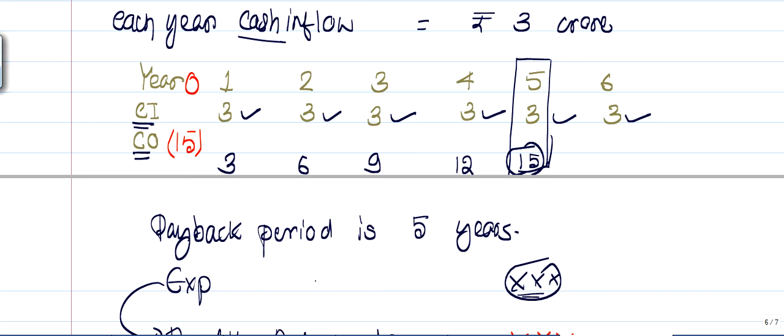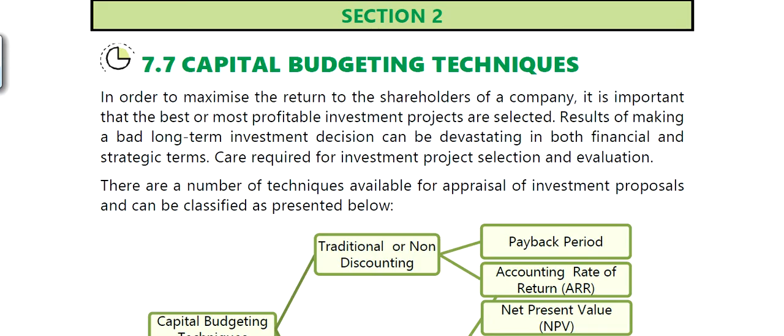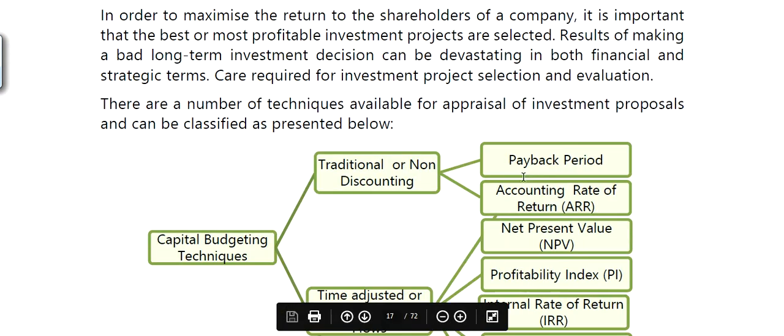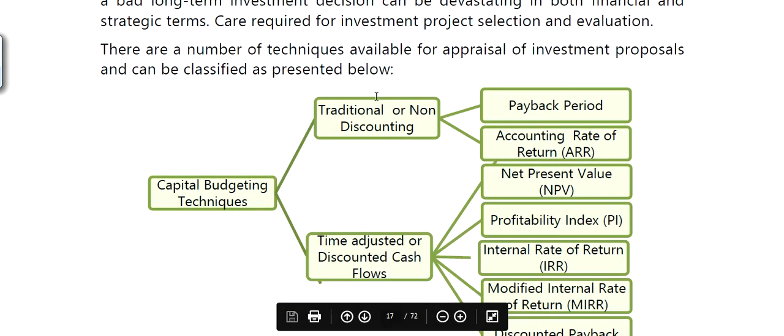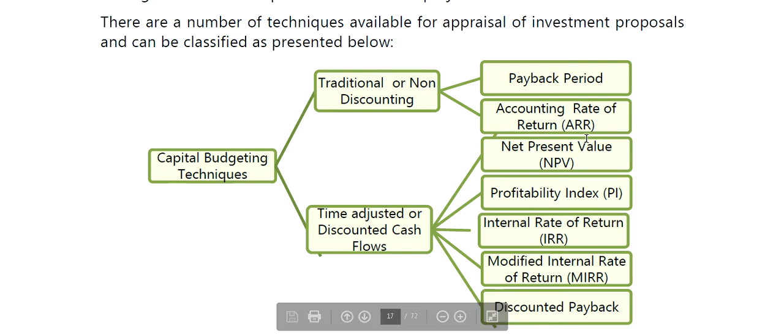So that is a payback period. Capital budgeting techniques: we have two types, traditional and discounting. Traditional is also called non-discounting. Under non-discounting, we have payback period and ARR. Under discounting, we have NPV, PI, IRR, MIRR, and discounted payback.